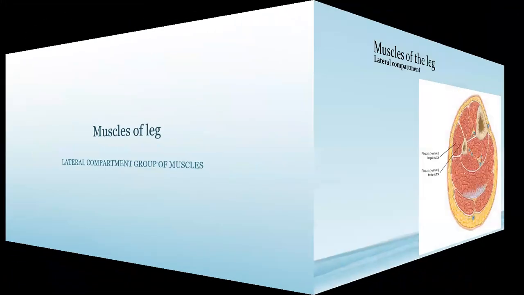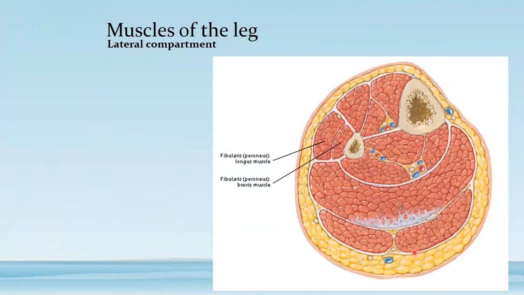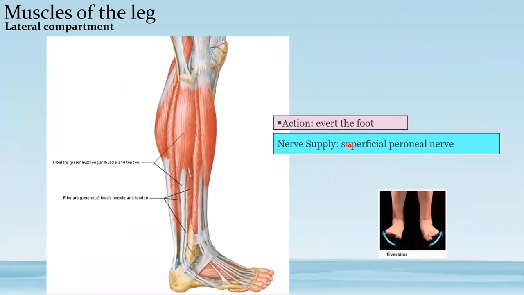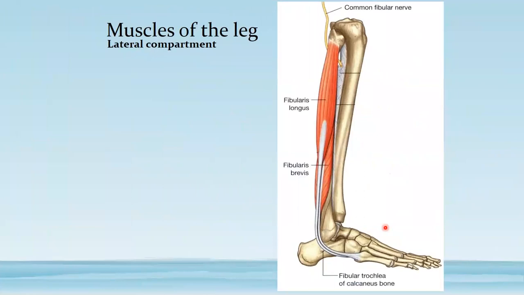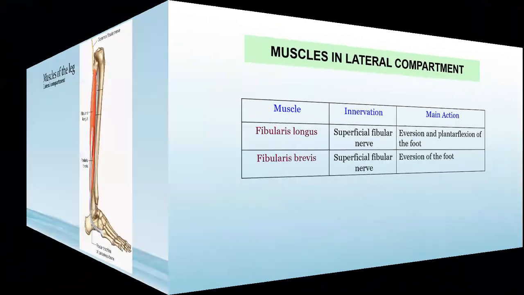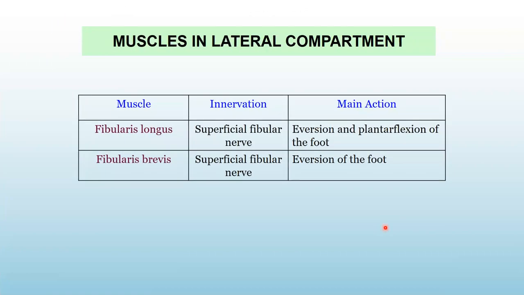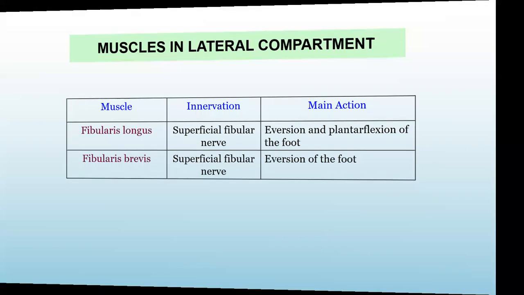Now we go to the lateral compartment of the leg. It has only two muscles, the fibularis longus and fibularis brevis. The action of these muscles is to evert the foot, and they are supplied by the superficial peroneal nerve. Then there are pictures showing the fibularis longus and fibularis brevis, and a table you can refer to for muscle innervation and main actions of the muscles in the lateral compartment.